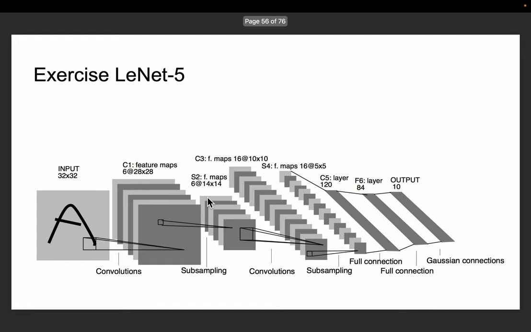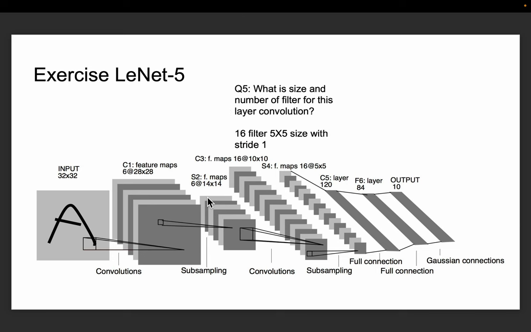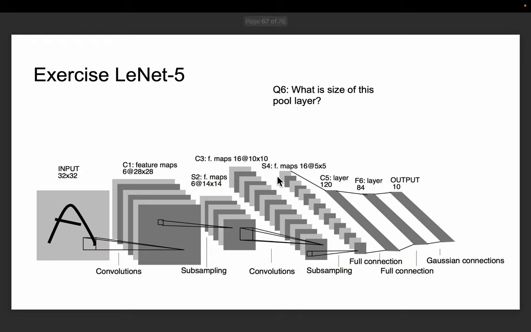But before that, are the sizes clear to everyone? We were here: 16 filters, each of size 5 cross 5, and the number of channels in each filter is 6. So therefore, we have now gone to 16 channels, 10 cross 10. We again do subsampling, we get 16 channels of 5 cross 5, which is the same as the previous level of subsampling.